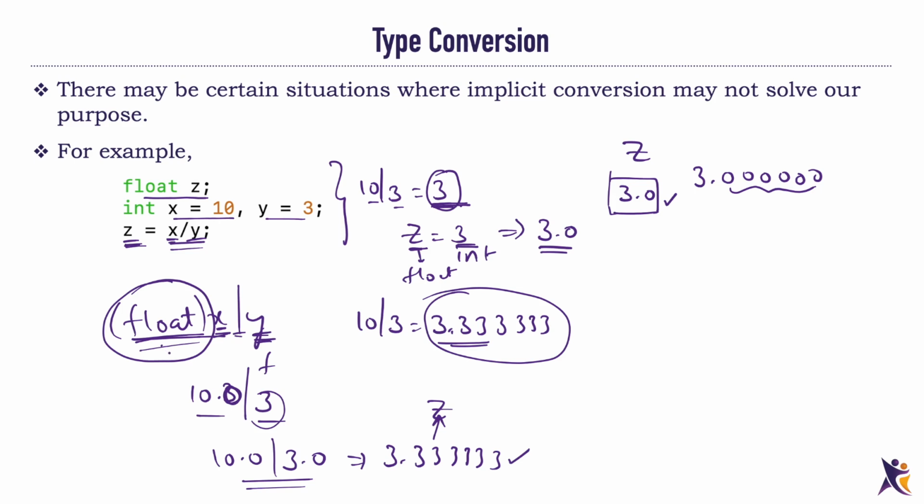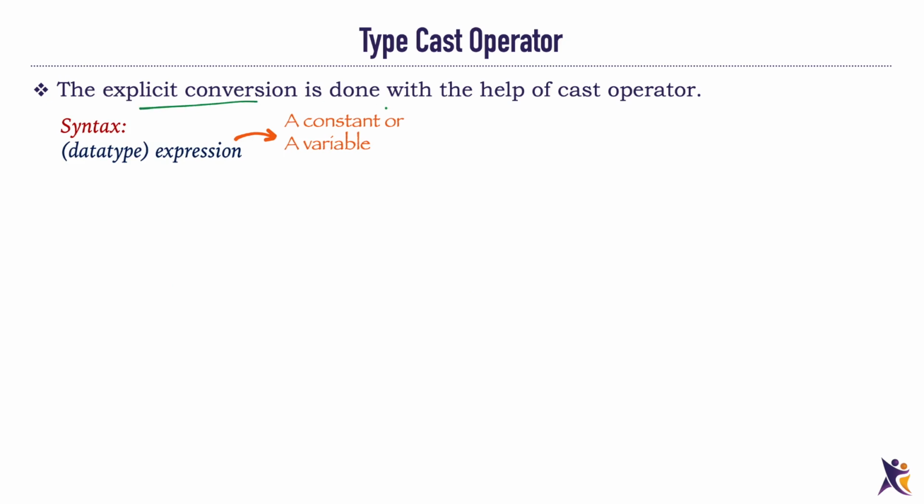And now let's look at the syntax of explicit conversion. This is called a typecast operator. This means you are casting the type of an operand into another type. So this is called the casting operator or typecast operator. Now let's look at the syntax of this cast operator. The explicit conversion is done with the help of the cast operator. The syntax is, you just specify the data type within the brackets and then followed by the expression. The expression can be a constant or a variable.